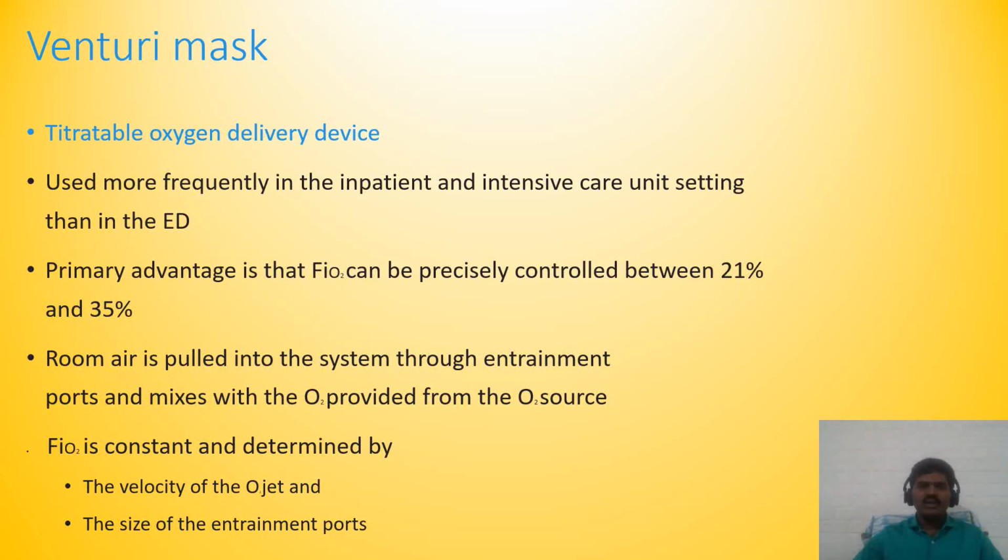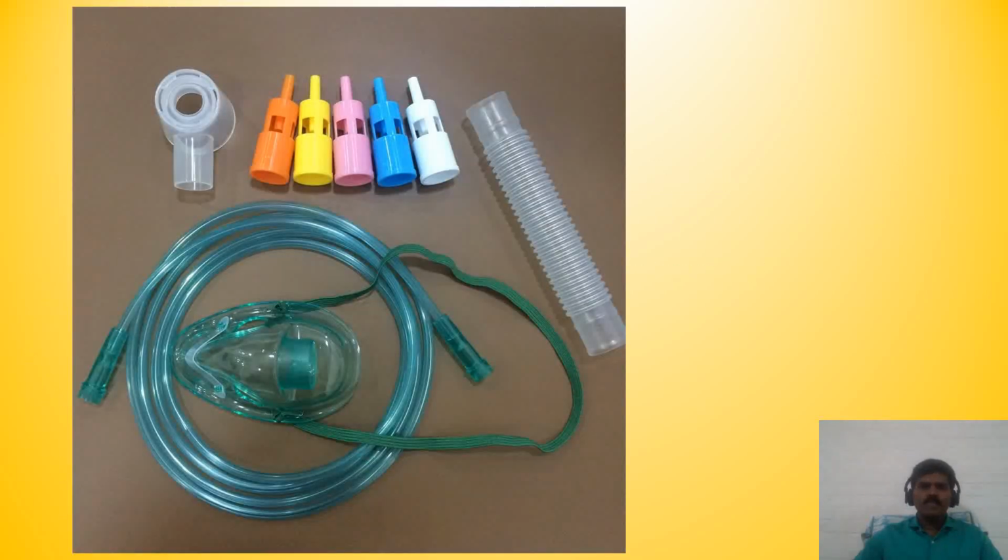Room air is pulled into the system through the entrainment ports and mixes with the O2 provided from the O2 source. FiO2 is constant and is determined by the velocity of the O2 jet and the size of the entrainment ports. So this is a picture to show the Venturi mask.